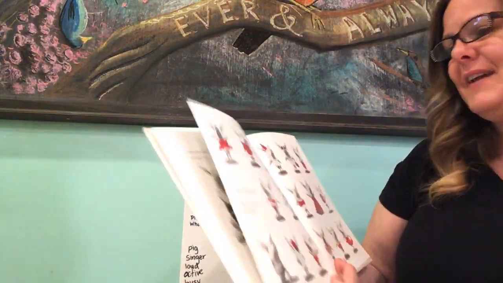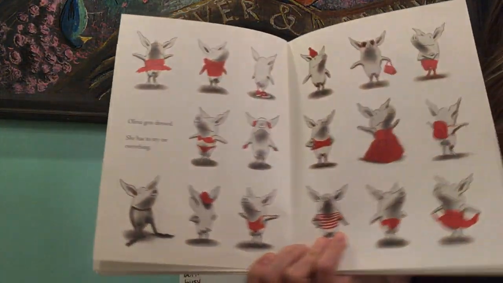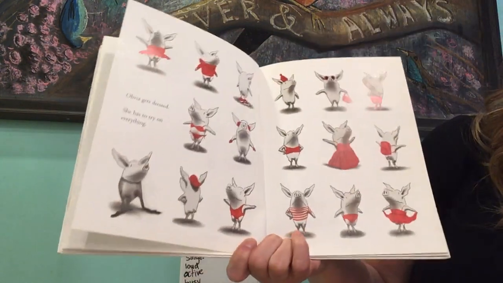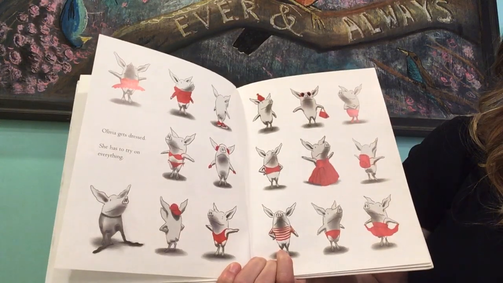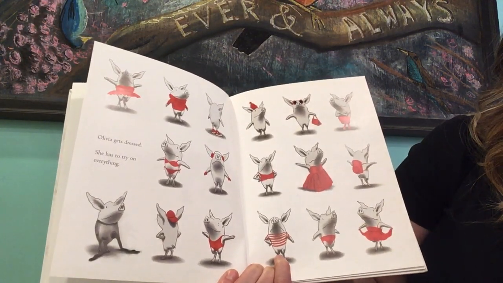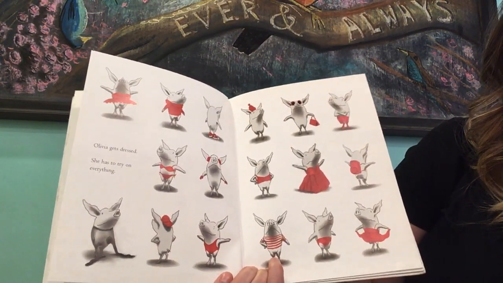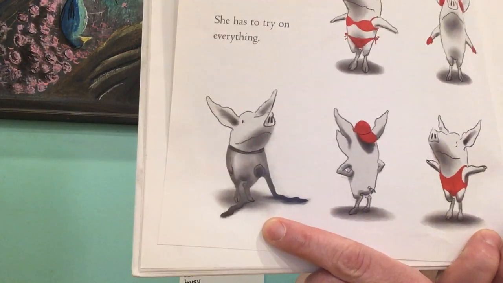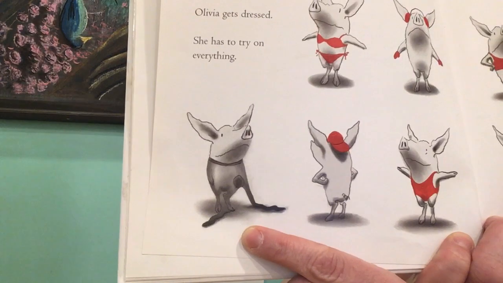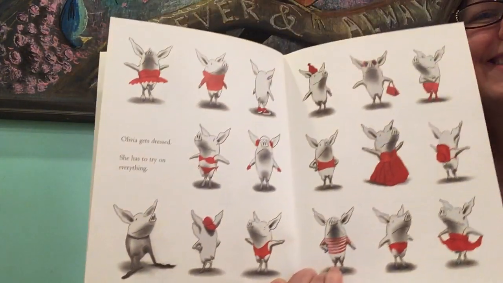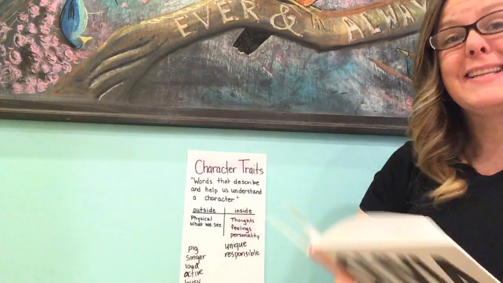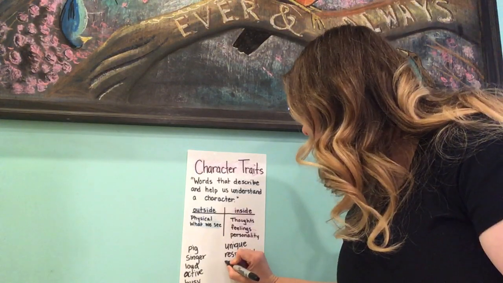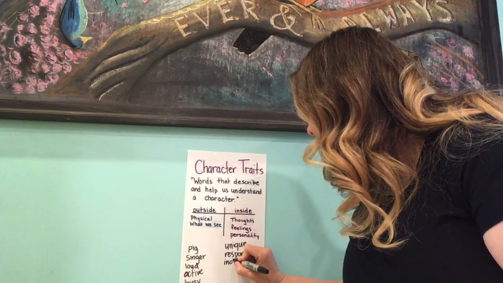Olivia gets dressed. She has to try on everything. My favorite one is this one. She puts on her tights. She just puts herself all on one side. Oh my gosh, so funny. So we might say that she's indecisive. Indecisive means she has a hard time making decisions.